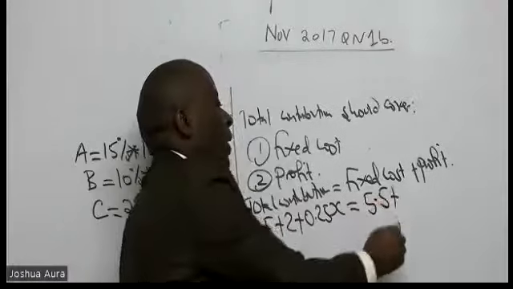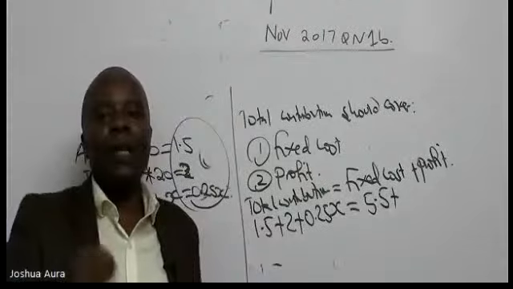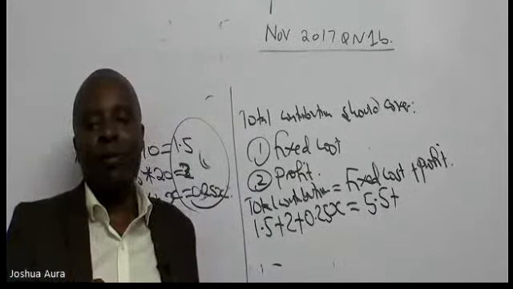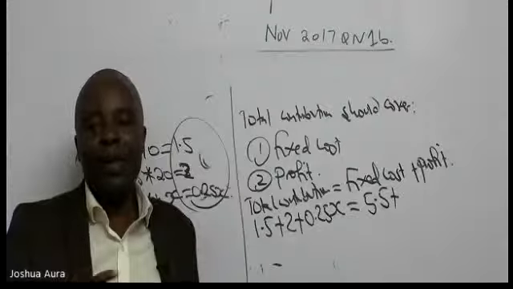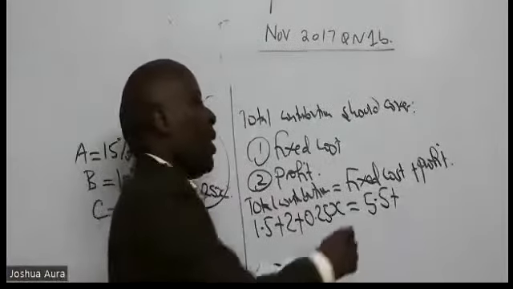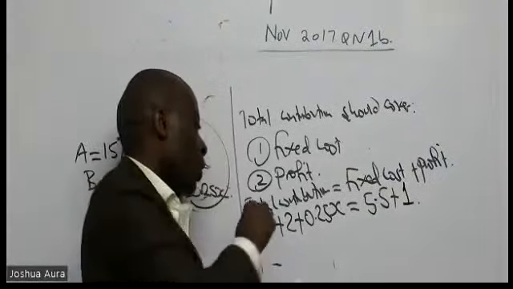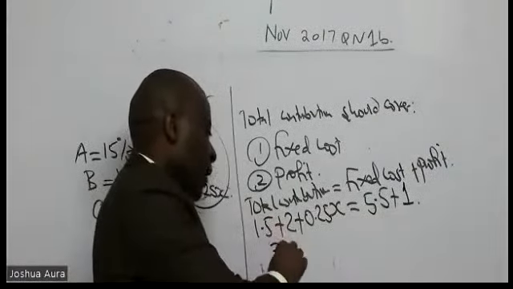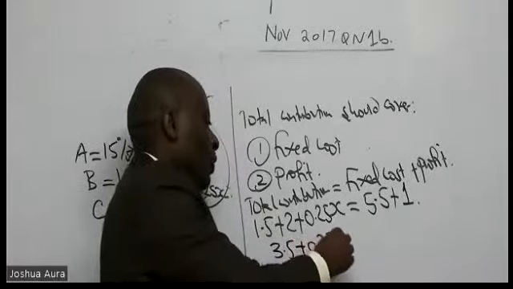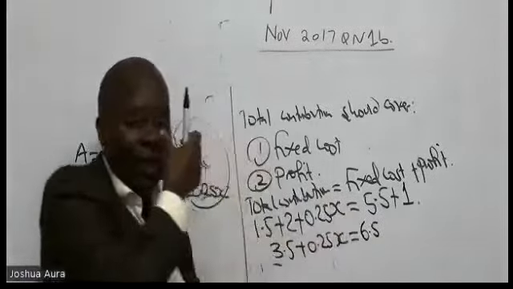How about profit? Is there any profit that these guys are targeting to get? Yeah, it's 1 million, isn't it? All my figures are in millions. So in this case here, we have plus a profit of 1. So then this will give me 6.5. So 5.5 plus 1 is 6.5 million, and 1.5 plus 2 is 3.5. So 3.5 plus 0.25x should be equal to 6.5 million.